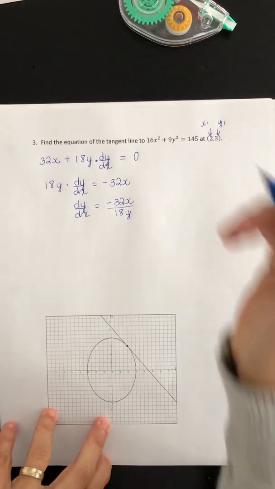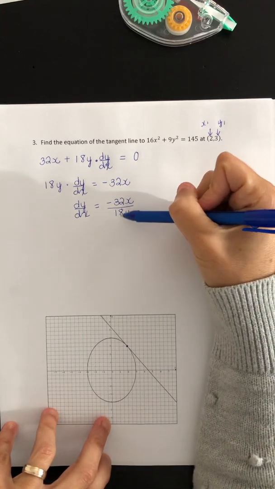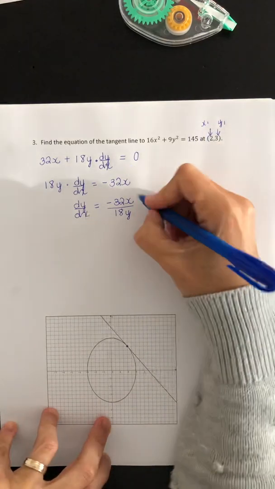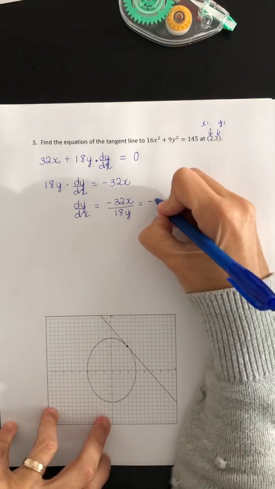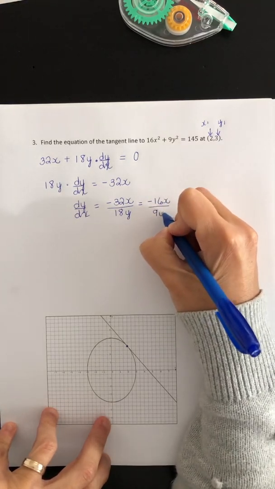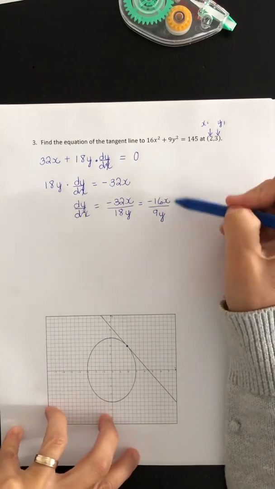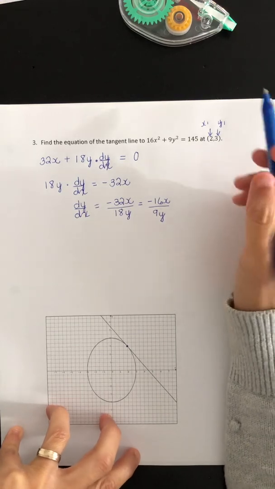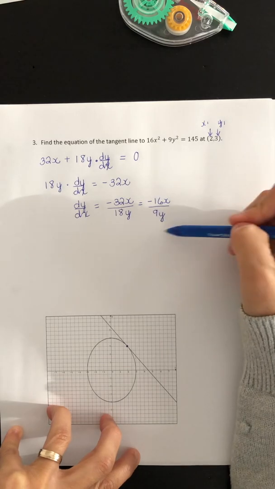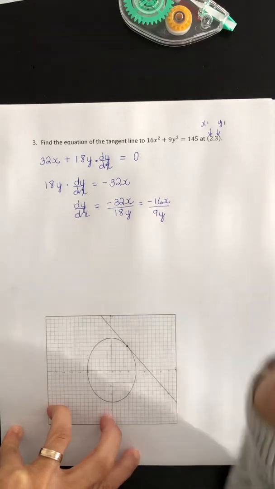And this is something that can be reduced, okay, because both of these numbers are divisible by 2. So we can make this negative 16x over 9y. Okay, so what is this? This is an expression for the slope of the tangent line to the given curve at all points on the curve. Okay, but remember, we need a numeric value.